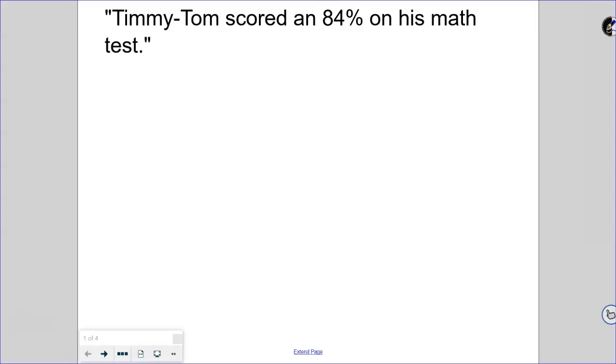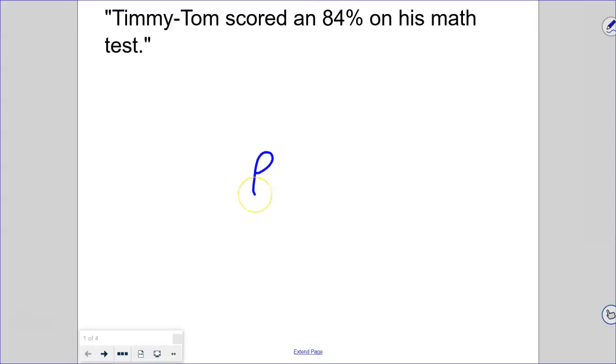Here's what we know. We know 84% is not bad. We understand percentages a little bit. We know that 100% would mean that Timmy Tom got everything right. And we know that 50% would mean that he got half of them right. And we know that 0% would mean he didn't get anything right. Yet 84%, that is a very specific number. And that number comes from somewhere. And I'm going to help us learn where that comes from and then challenge you guys to start doing some percentage work yourself.